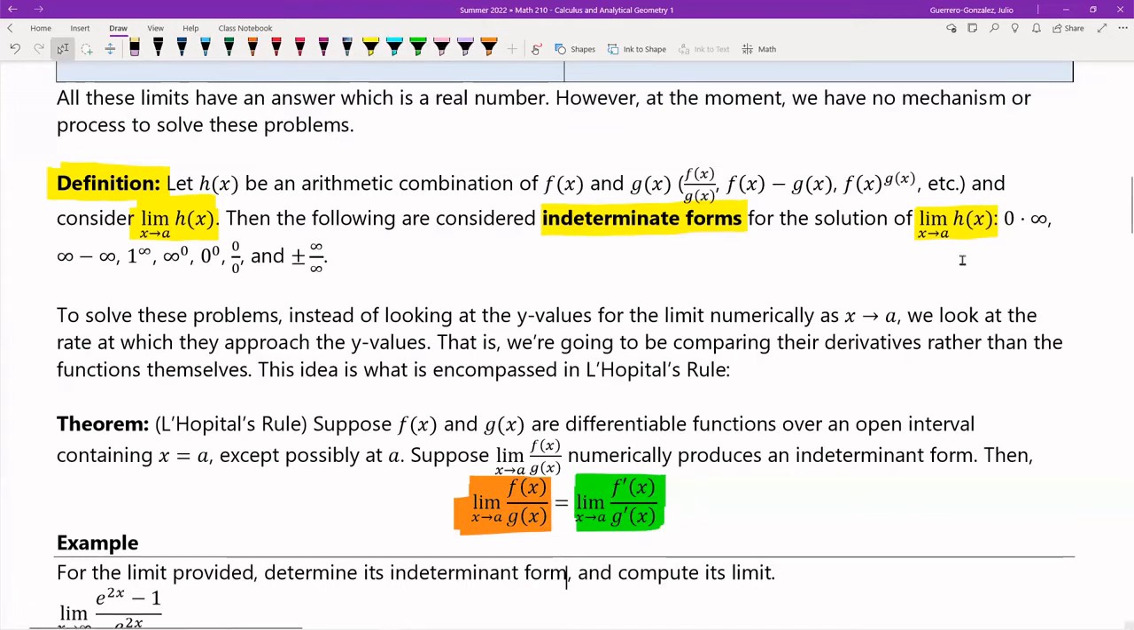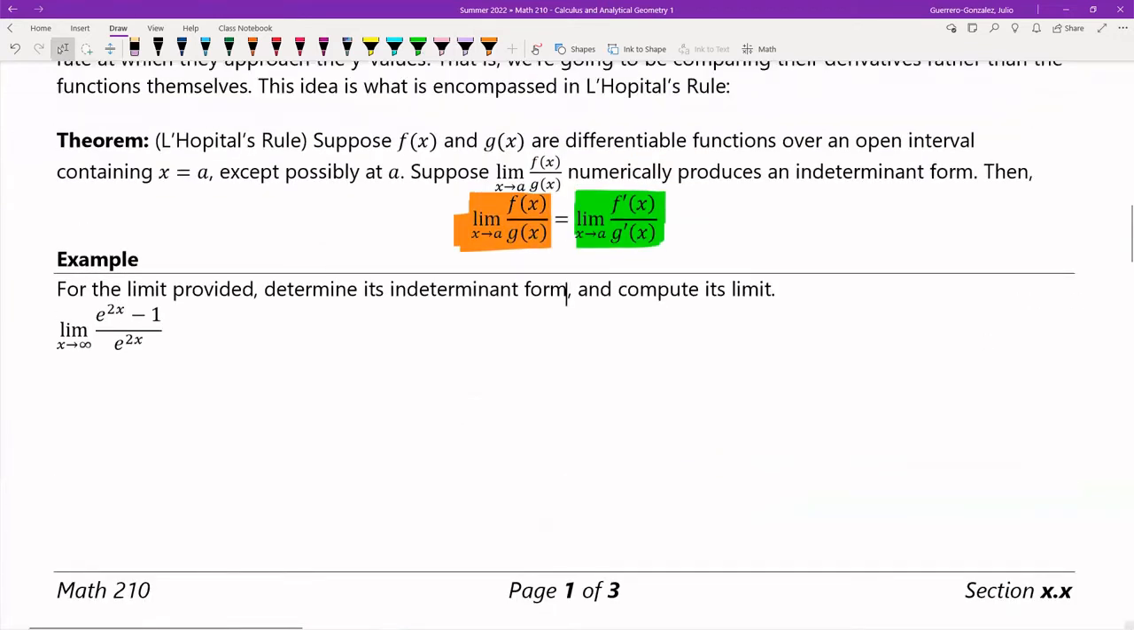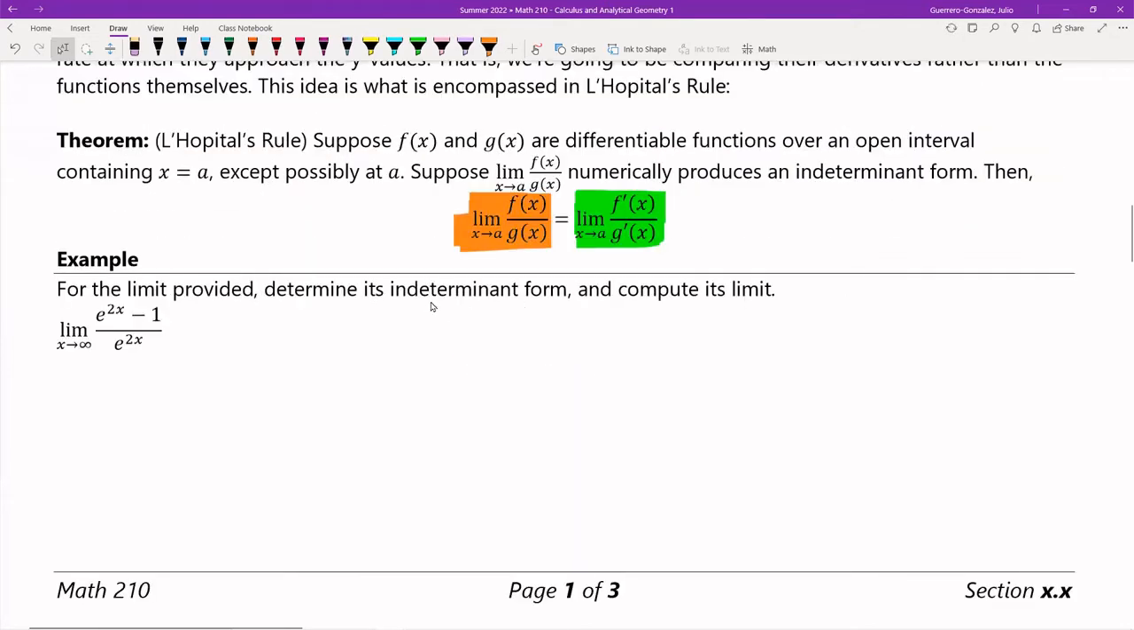So how does this work out, like, for real? Let's go ahead and go to example 1. For this limit, we're going to determine its indeterminate form first and then compute its limit. To determine its indeterminate form, we have to figure out which one of these up here it is, that one or one of these. So first of all, we're going to go ahead and determine its indeterminate form. For this one, it's already in a fractional form.